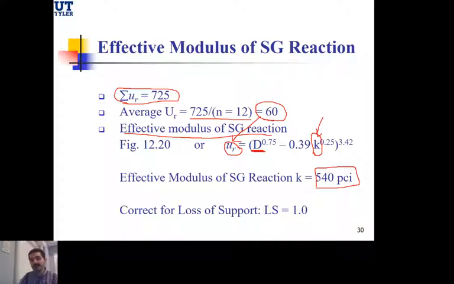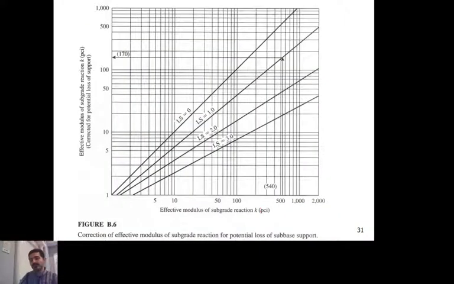Now we're going to do a correction for the loss of support. This is the last correction, with loss of support equal to 1. So you need now to go to this graph for 540. You're going to go all the way up for loss of support equal to 1, and therefore the final number will be equal to 170.